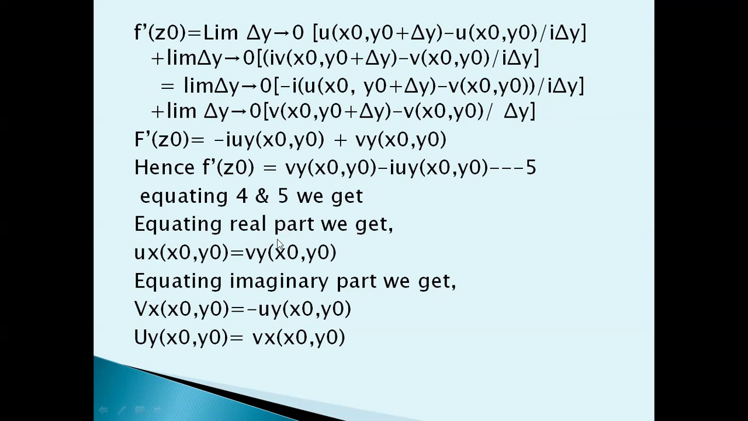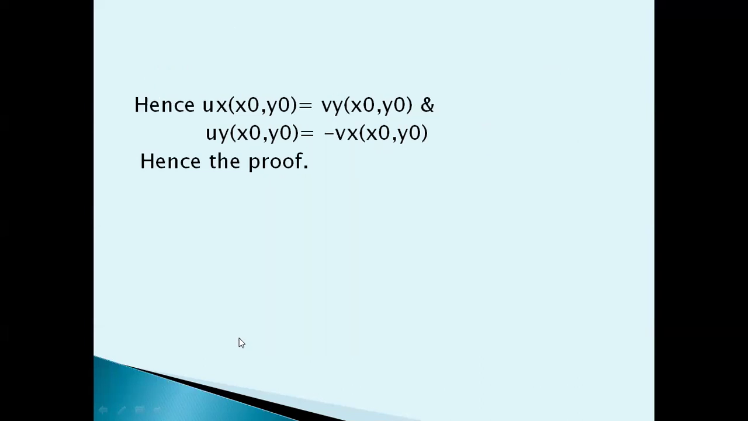First, equating the real part: ux(x0, y0) equals vy(x0, y0). Then equating the imaginary part: vx(x0, y0) equals −uy(x0, y0), so that uy(x0, y0) equals −vx(x0, y0). Okay, so this is the proof, that is ux equals vy, uy equals −vx. So in that equation, f'(z) means ux + i vx.